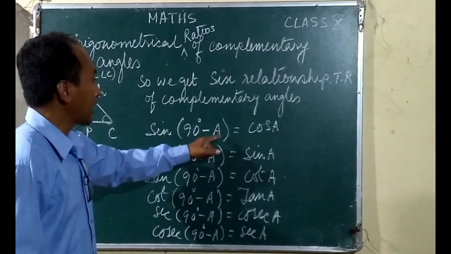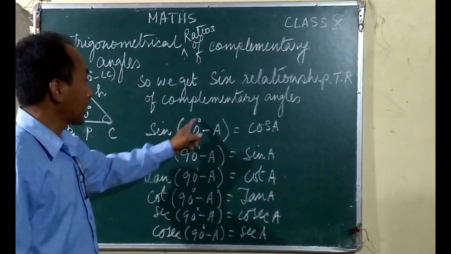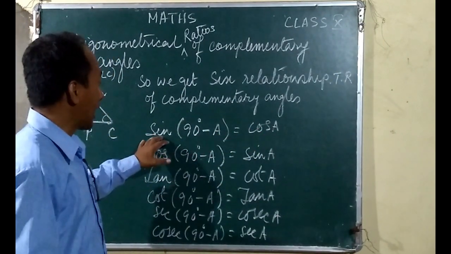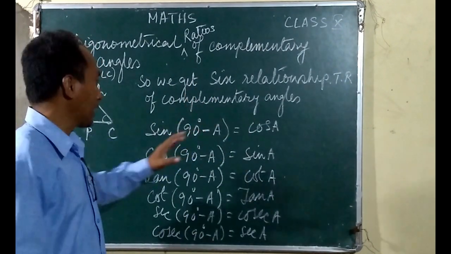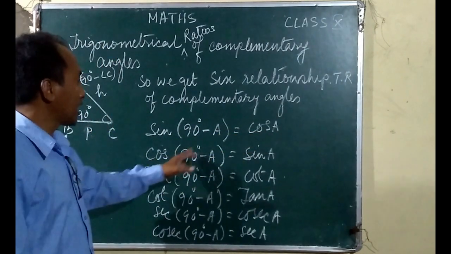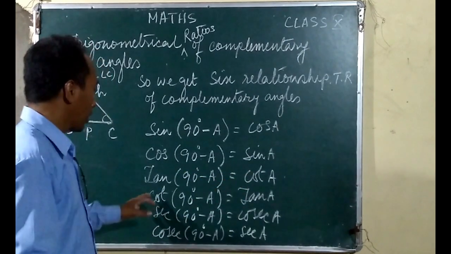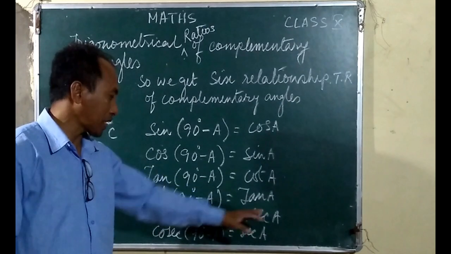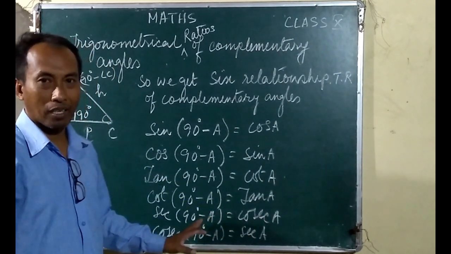Sine 90 degree minus A is cos A. In my previous one, it was sine 90 degree minus C equals cos C. But here I am writing sine 90 degree minus A; C, A, B, you can write anything. So sine 90 degree minus A equals cos A, cos 90 degree minus A equals sine A, tan 90 degree minus A equals cot A, cot 90 degree minus A equals tan A, sec 90 degree minus A equals cosec A, cosec 90 degree minus A equals sec A.